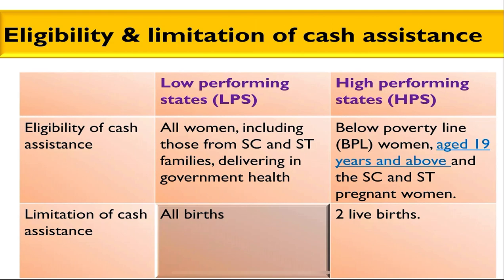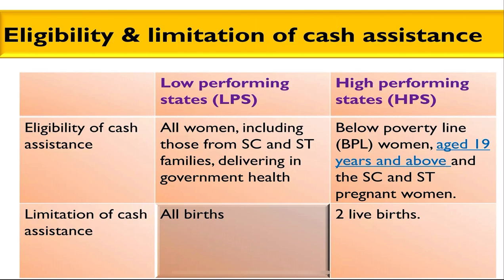In the low performing states, all the women, including those from the SC, ST and families, who are delivering in the government health centers like sub-centers, primary health centers, community health centers, first referral unit, general wards of district and state hospitals or accredited private institutions. The limitation of cash assistance is that it applies to all the births. Okay, in low performing states, all the births are delivered in the health centers. So there is no limitation of the cash assistance.